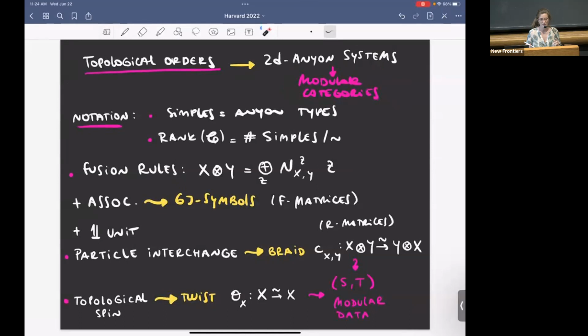Some of the things that I'm interested in when I'm looking at these modular categories are these simple objects or anyon types. We look at how many of these anyon types we have, and we like to know how they fuse, right? So these are the fusion rules that I will usually encode in these fusion matrices. This is not the whole information. We do need some associativity constraint that is encoded in the 6j symbols or in the F matrices. And we have a unit.